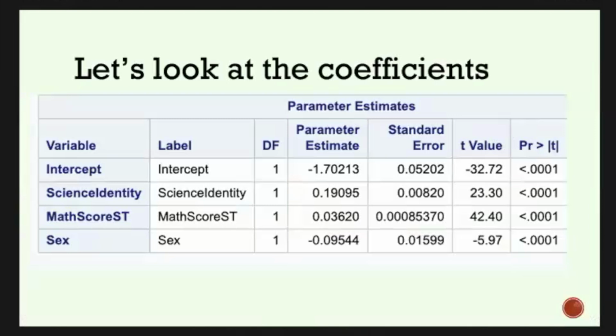And you can see here, every coefficient is significantly different from zero, right? The probability is point zero. The intercept, we're not so interested in because that doesn't really predict anything. But science identity, the math score, sex, all of them are significantly different from zero, all much less than 0.05 probability.